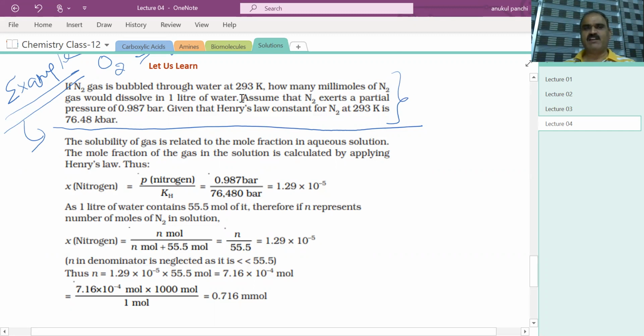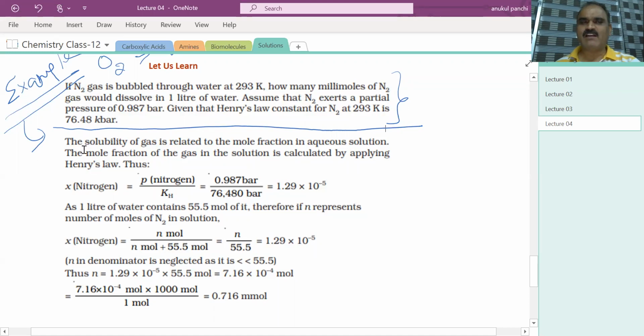What is given in this numerical? Temperature is given. It has no role to play, but it is given because only with temperature remaining constant is Henry's law applicable. How many millimoles of N2 will dissolve in 1 liter of water? And you have to assume that N2 exerts a pressure of this much, and Henry's law constant is also given.